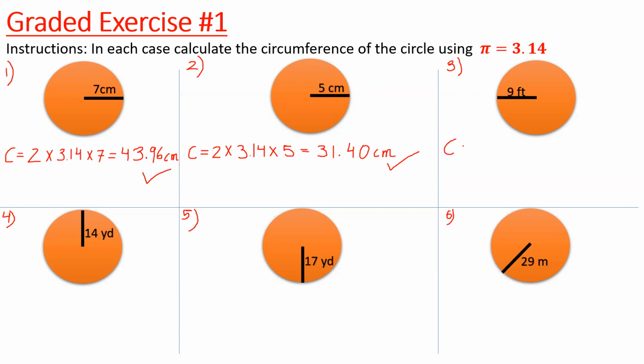What do you have for number 3? C is equal to what? 2 times what? 2 times 3.14 times 9. Very good. And so that's going to be equal to 2 times 3.14 times 9. I got 56.52.